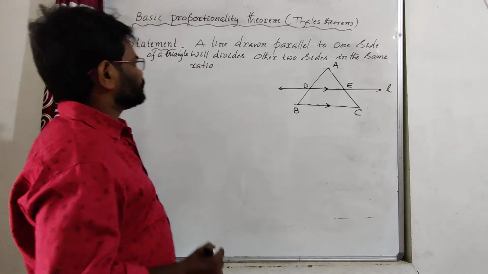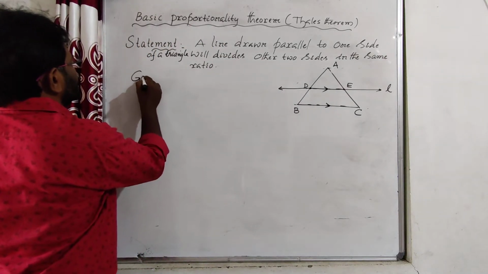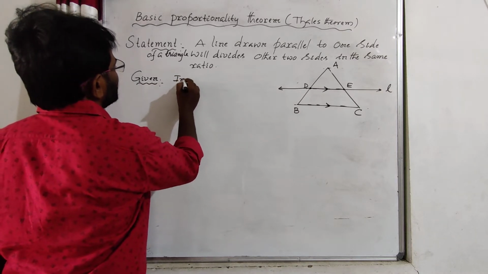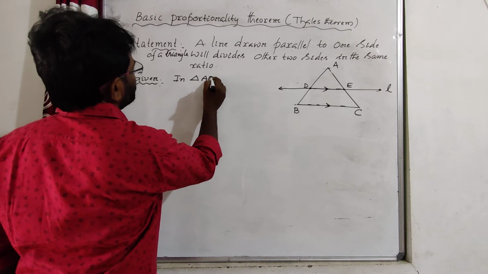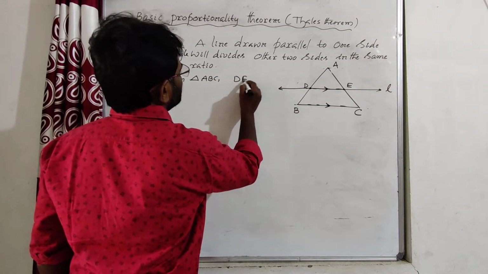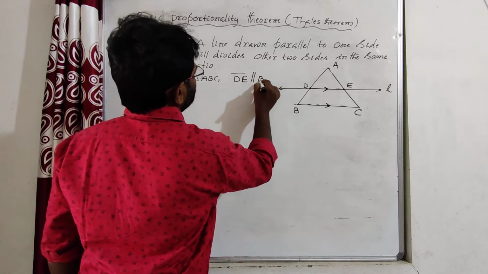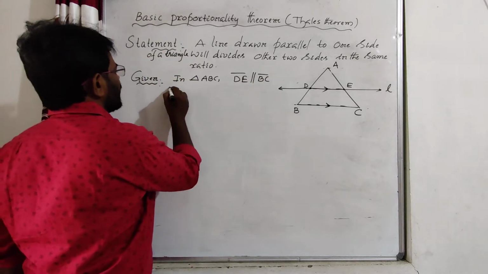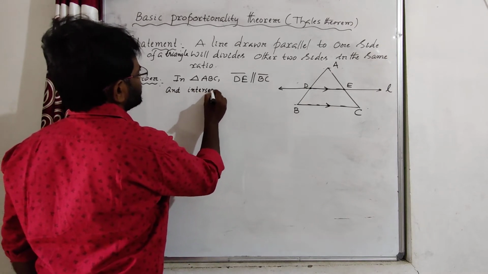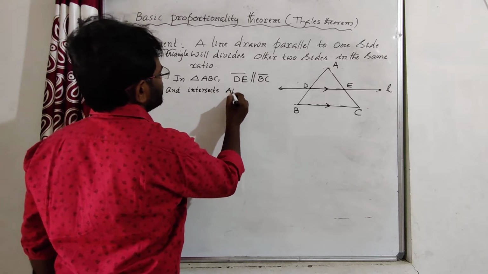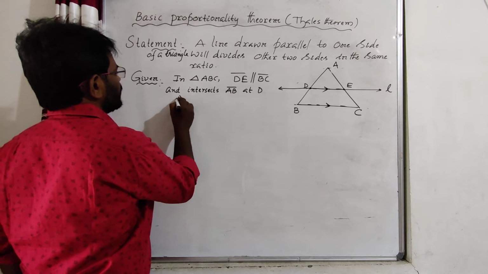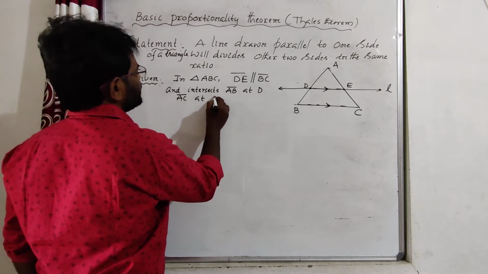That is the theorem. So first we write given. In triangle ABC, DE is parallel to BC and intersects AB at D, AC at E.